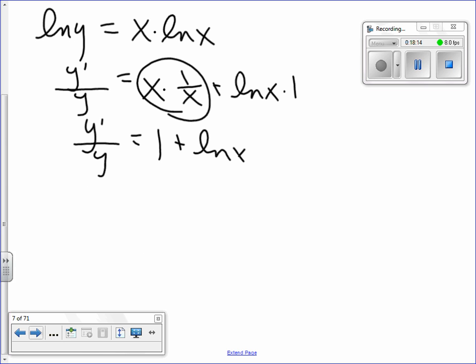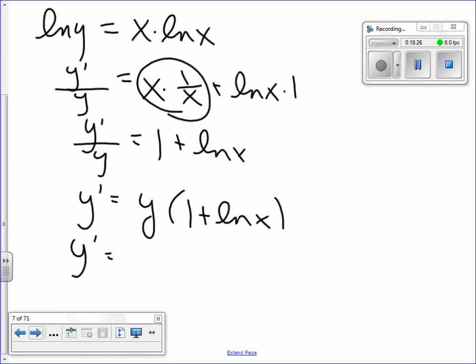And then to get y prime, you multiply each side by y. So y prime equals y times 1 plus the ln of x. And if you want your derivative in terms of x only, you substitute in what y was equal to, x to the x. It seems scary, but it's not so bad.